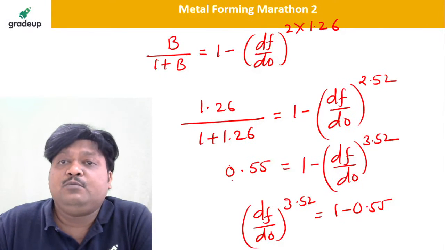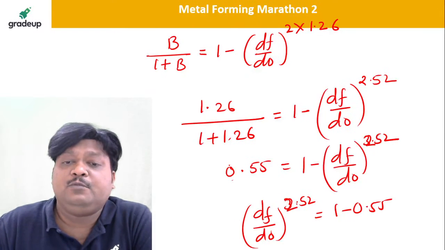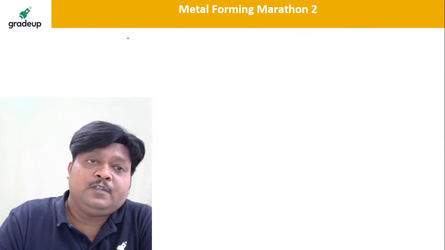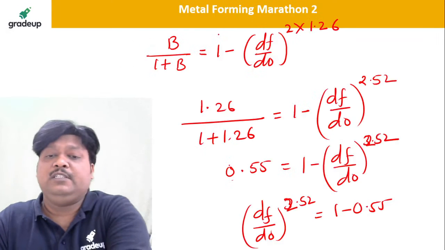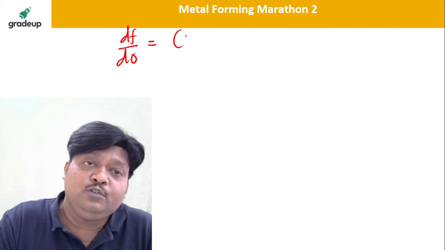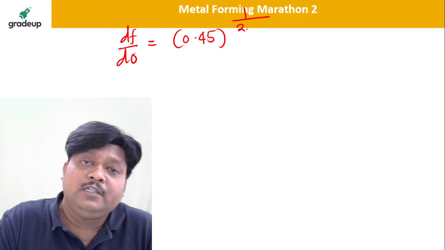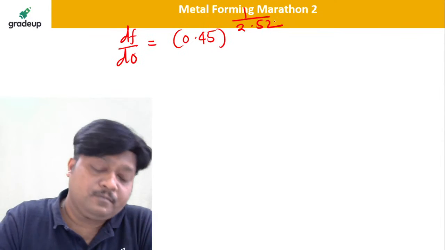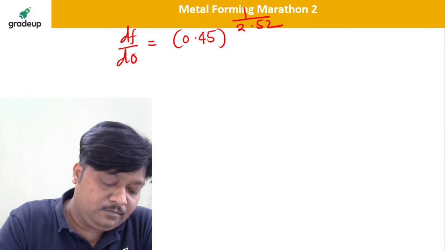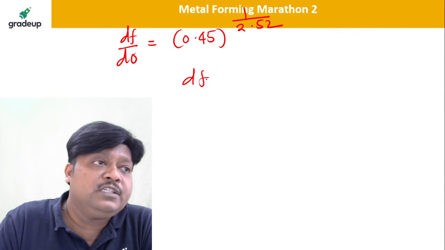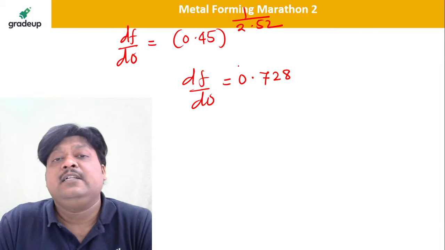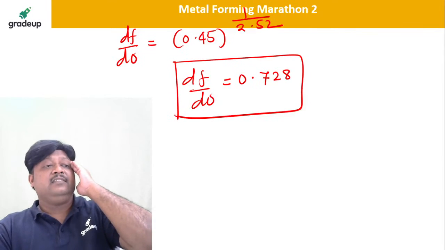Oh, this is 2.5. So d final divided by d original is equal to 1 minus 0.55, that is 0.45, to the power 1 upon 2.5. So d final by d original, you can get it as 0.728. Okay.